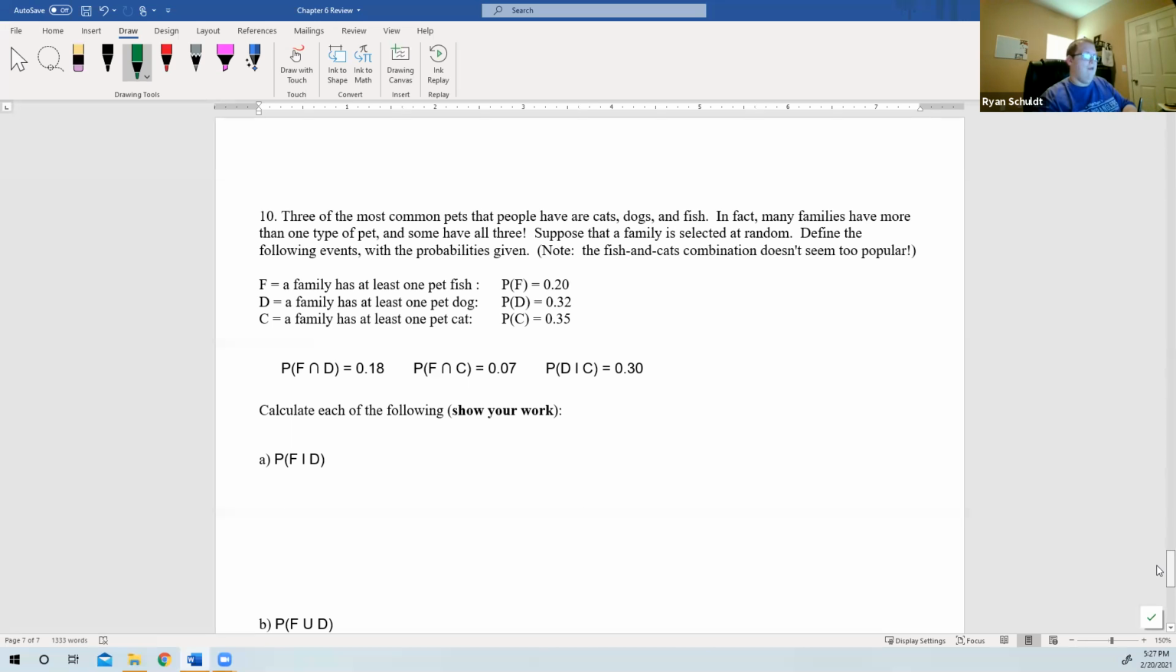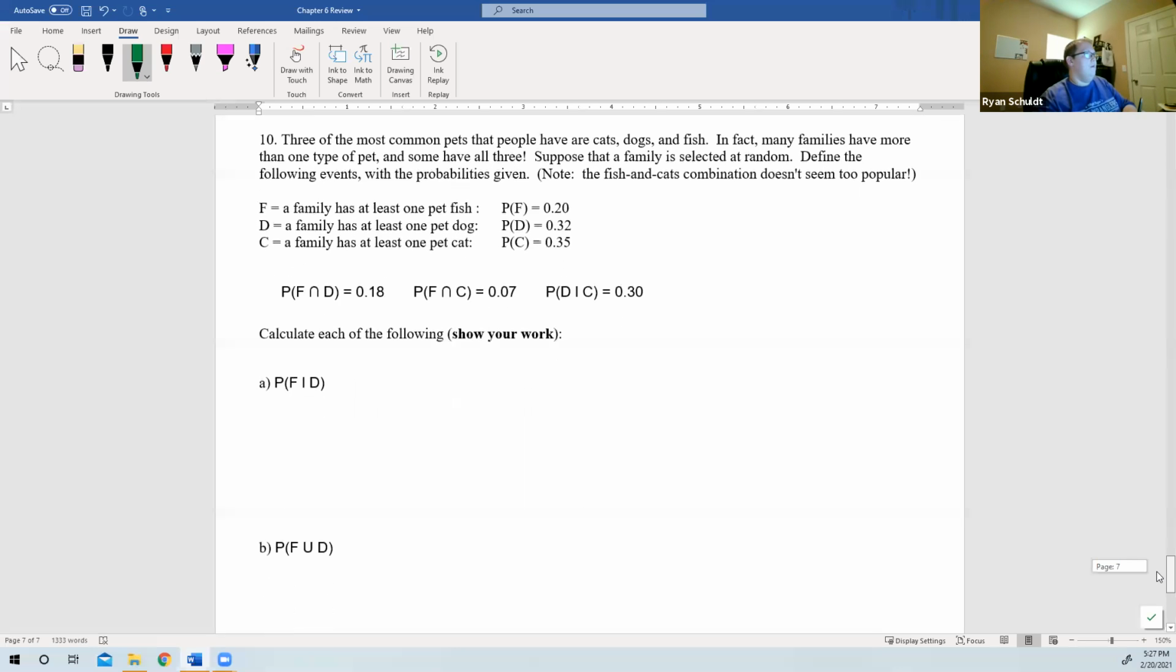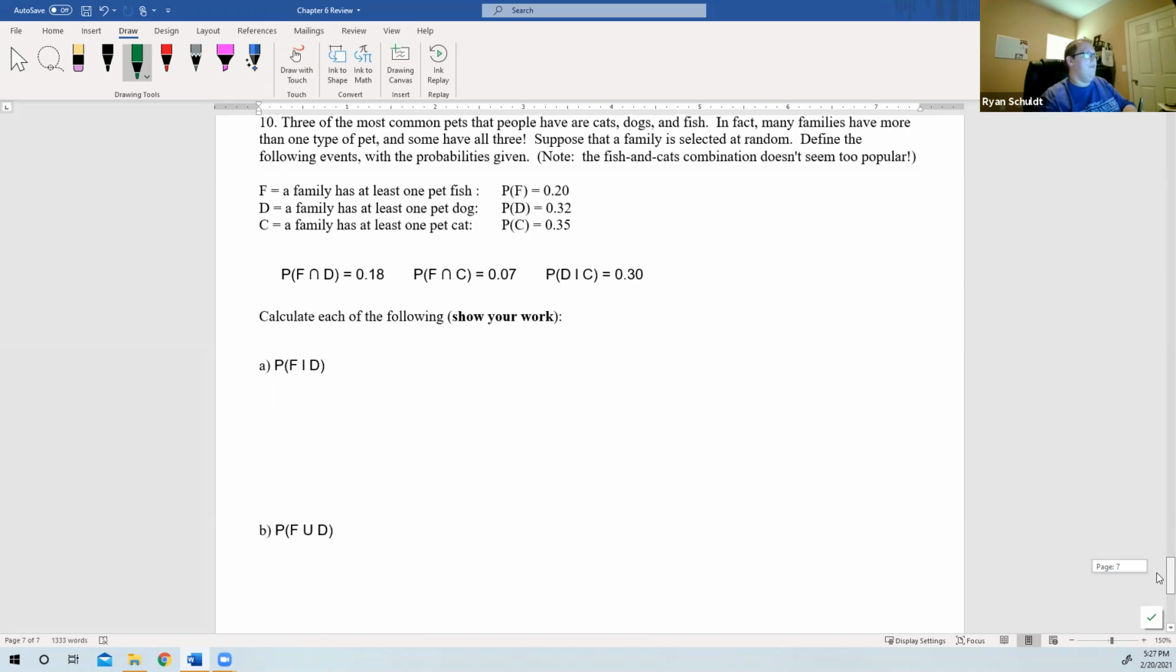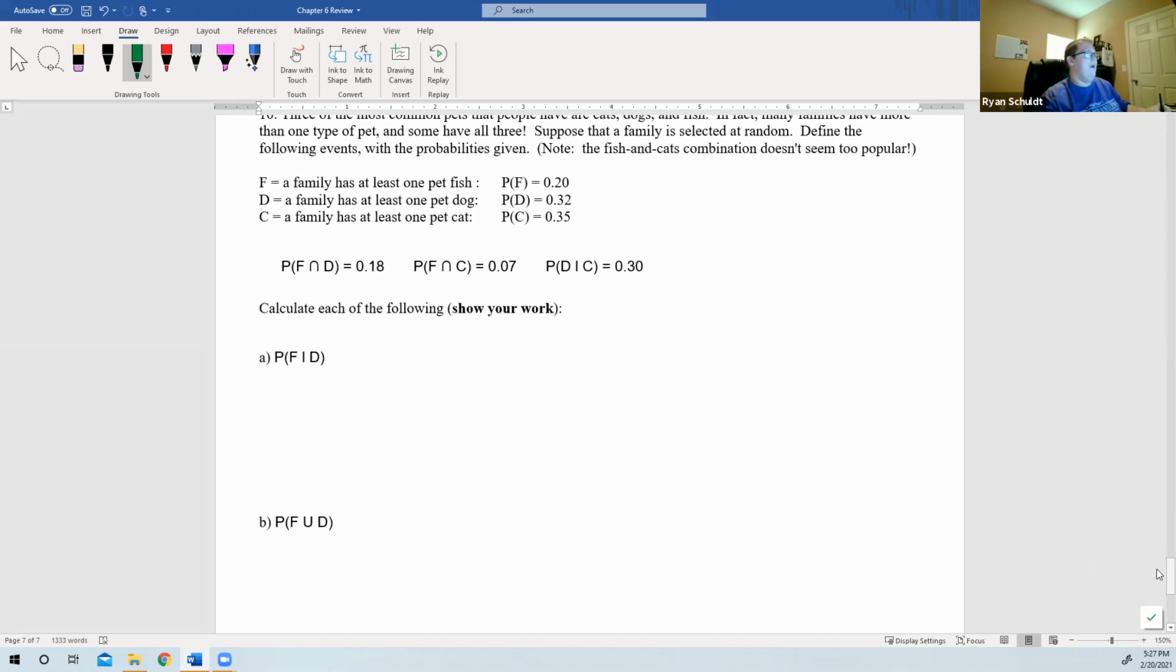Okay, so they ask us to calculate. They give us all these probabilities. I'm not going to read it, but they give us these probabilities and say to calculate each of the following. And then say, show your work. In other words, again, don't just regurgitate some answer and say, oh, here it is. How'd you get that answer? Don't just tell me. Show me.